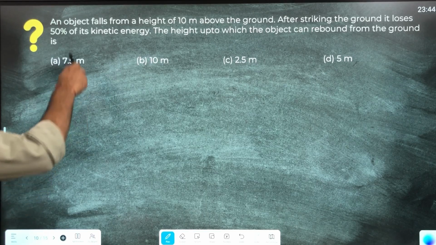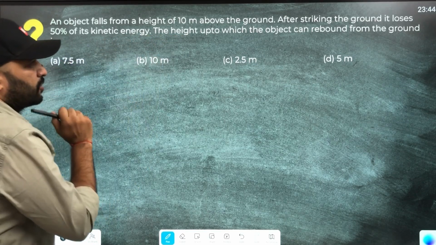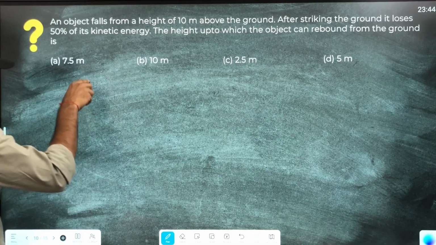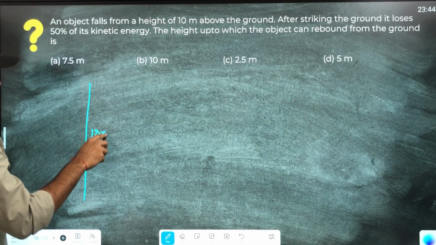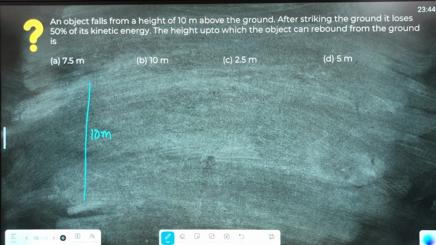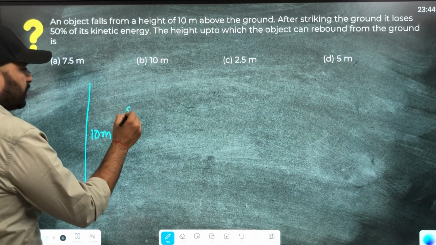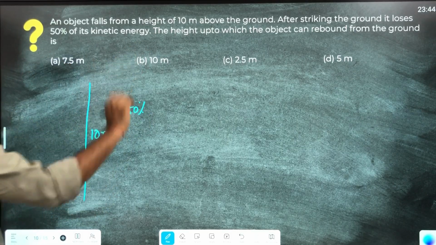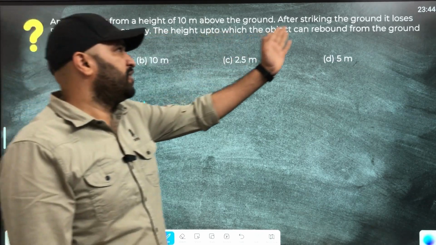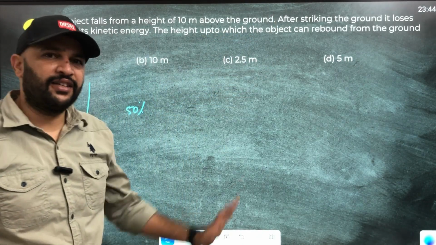Our problem says an object falls from a height of 10 meter above the ground. So let's say this is 10 meters. Okay, fine. After striking the ground, it loses 50% of its kinetic energy. What is the height up to which the object can rebound from the ground? That is our simple problem.